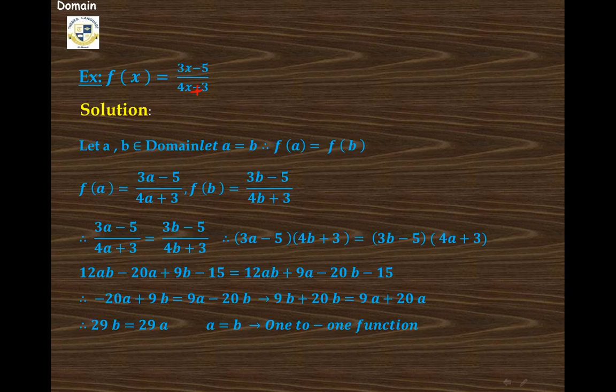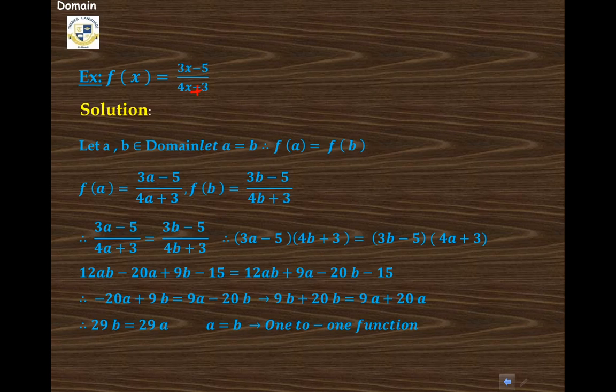f of a equals 3a minus 5 over 4a plus 3. f of b equals 3b minus 5 over 4b plus 3. You should write f of a equals f of b. Then 3a minus 5 over 4a plus 3 equals 3b minus 5 over 4b plus 3. I'll try to simplify the left hand side and the right hand side. Then by using cross multiplication, 3a minus 5 multiplied by 4b plus 3 and 3b minus 5 multiplied by 4a plus 3.